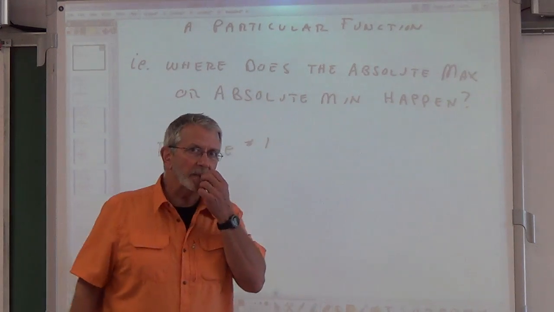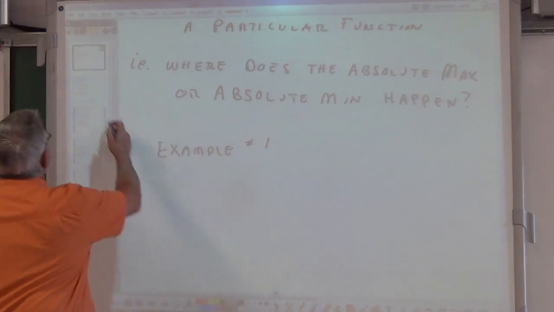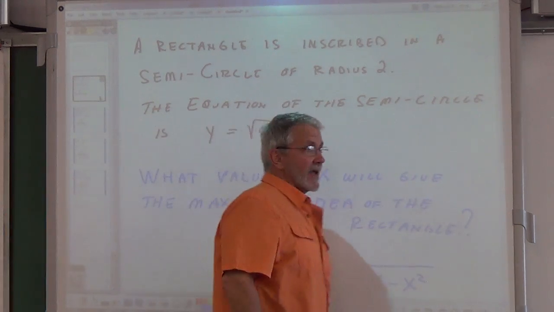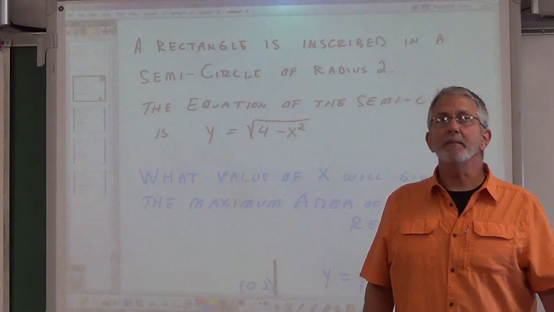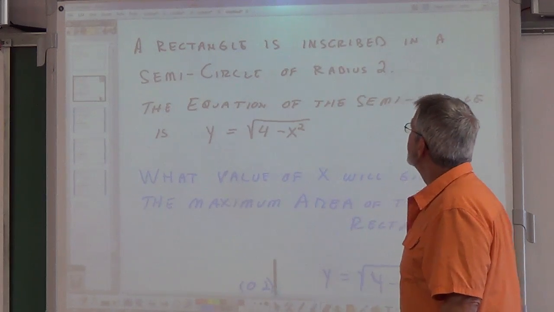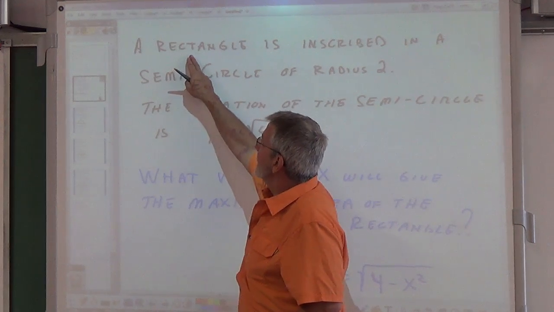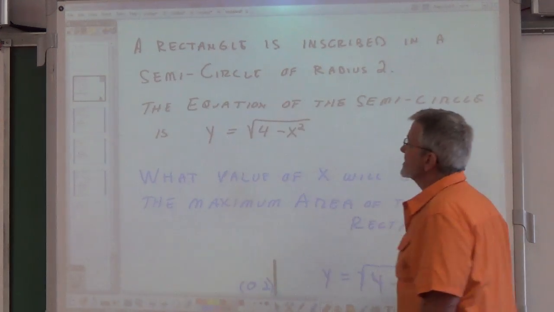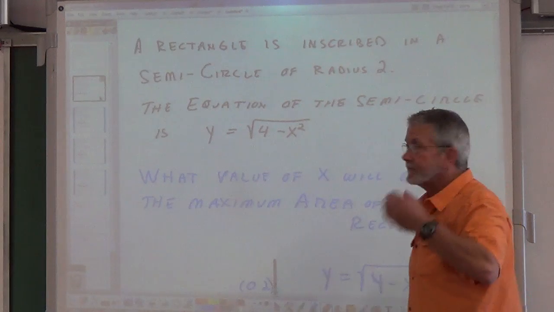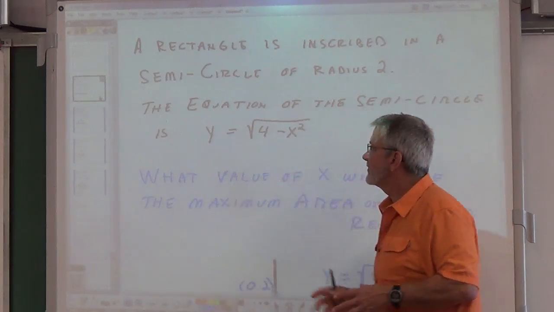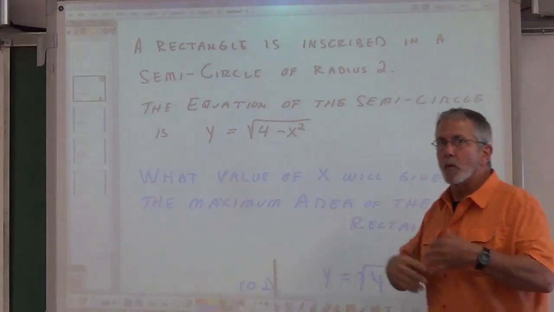Example number 1. What we want to do is consider a rectangle inscribed in a semicircle of radius 2. So we're going to inscribe a rectangle within a semicircle of radius 2. And the equation of the semicircle is going to be y is equal to the square root of 4 minus x squared.